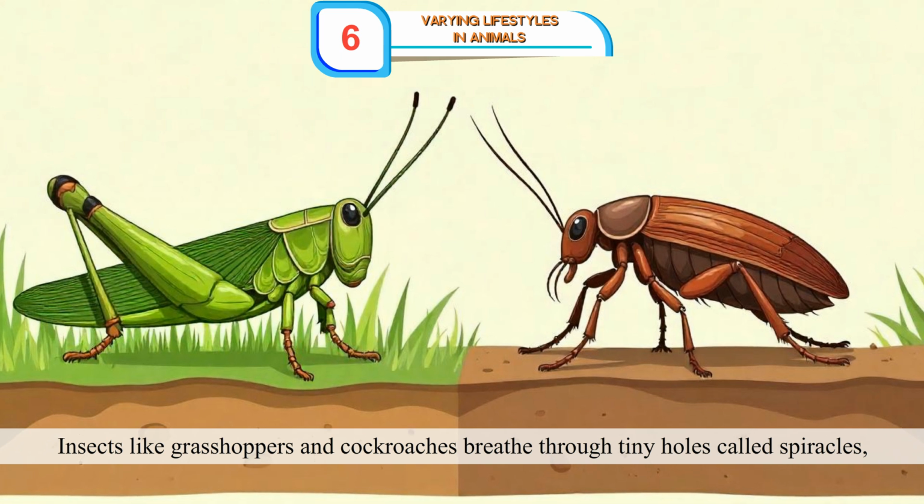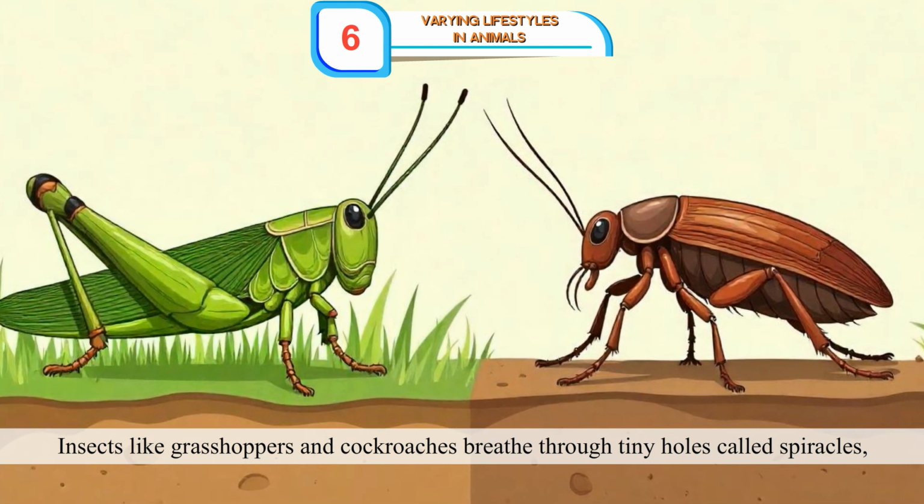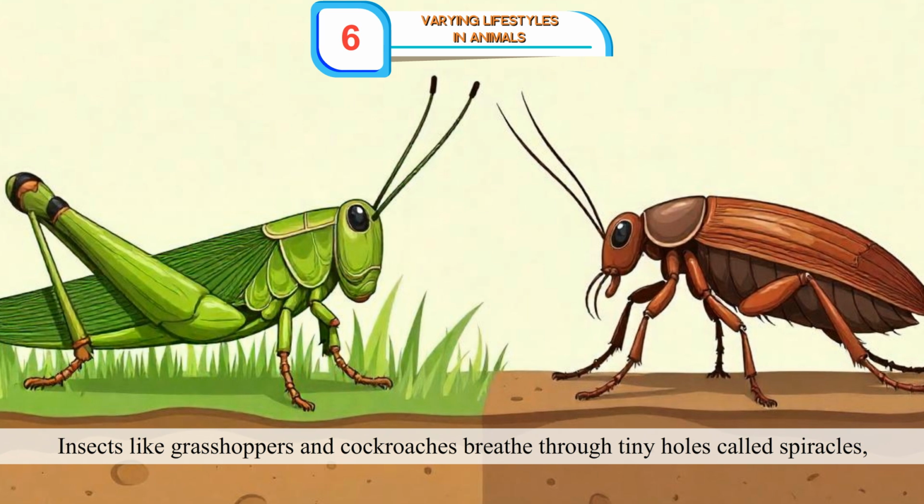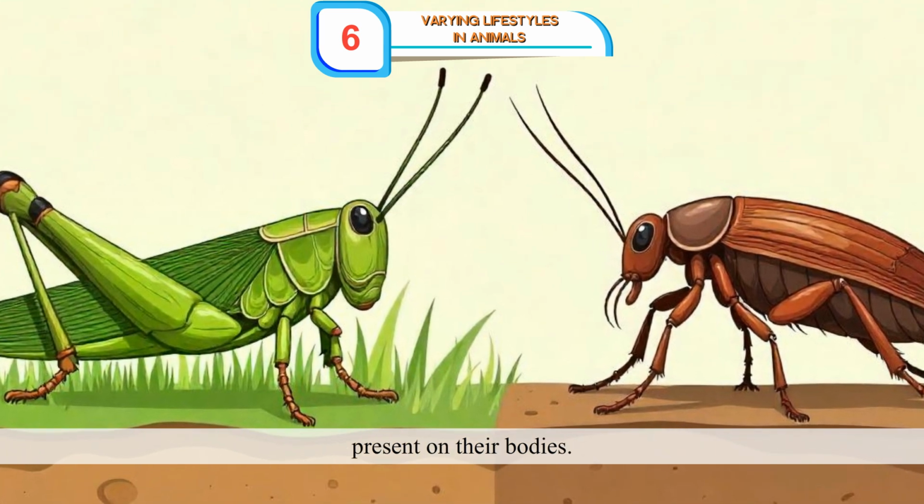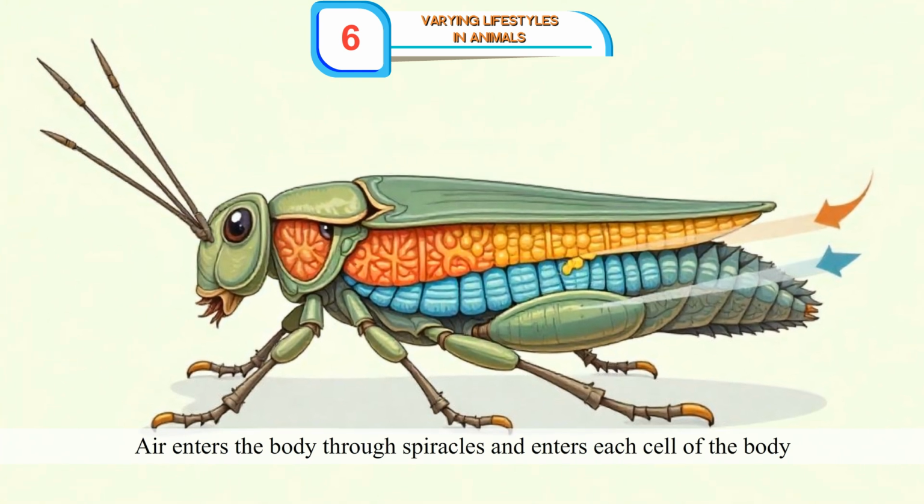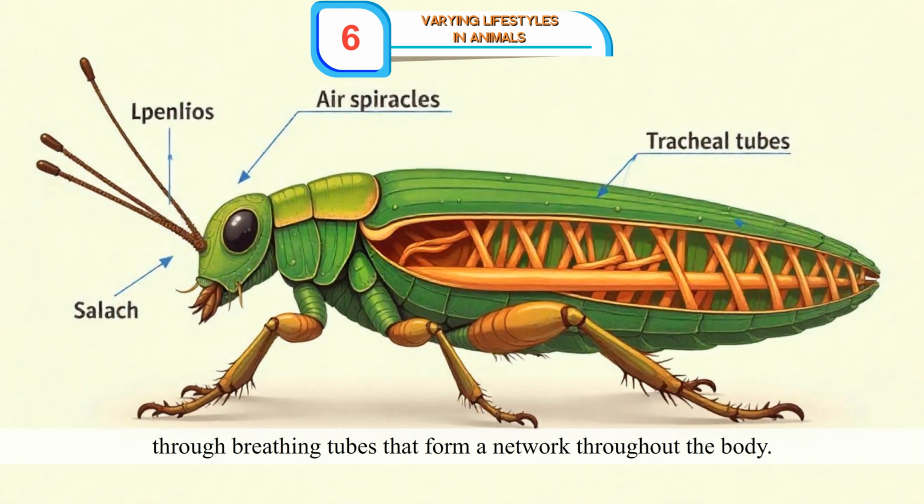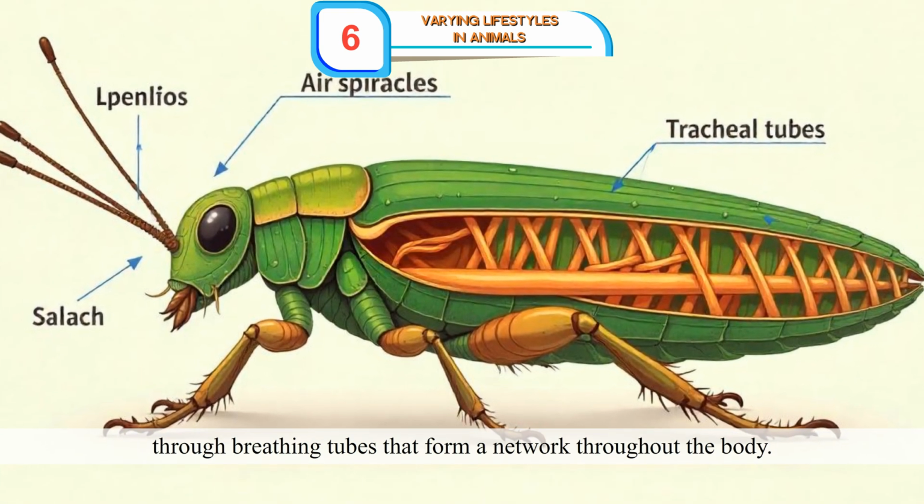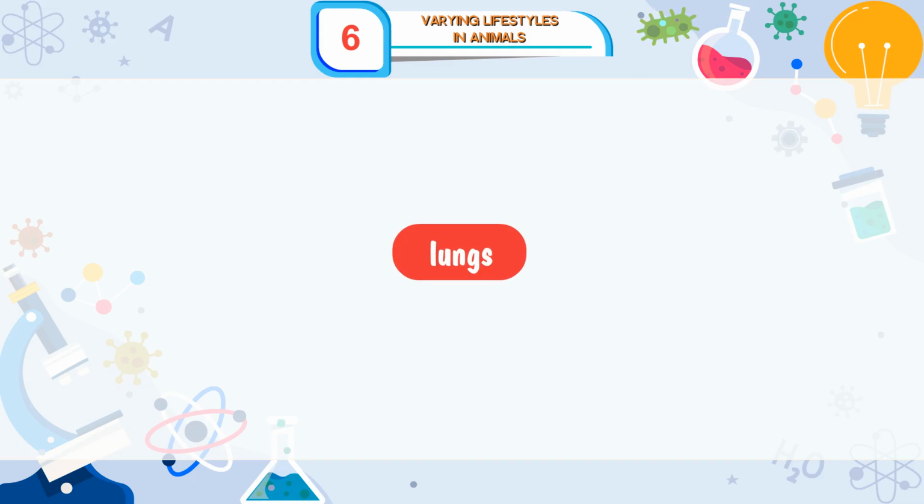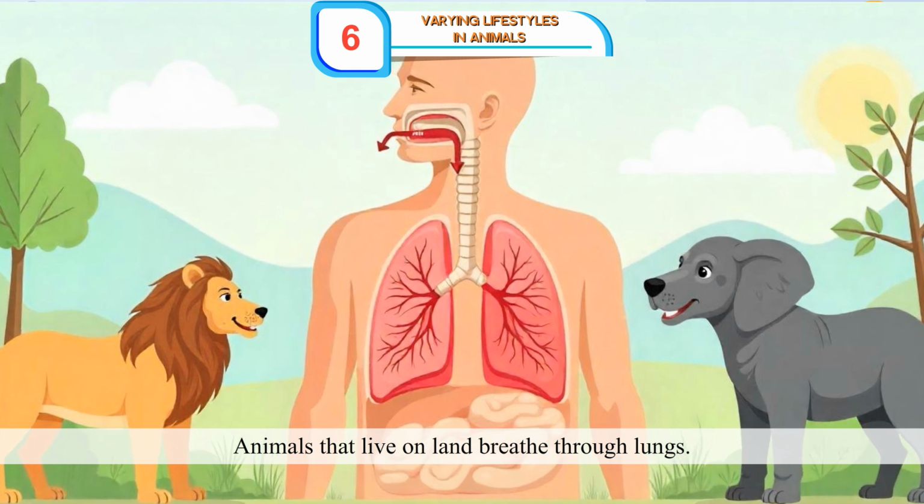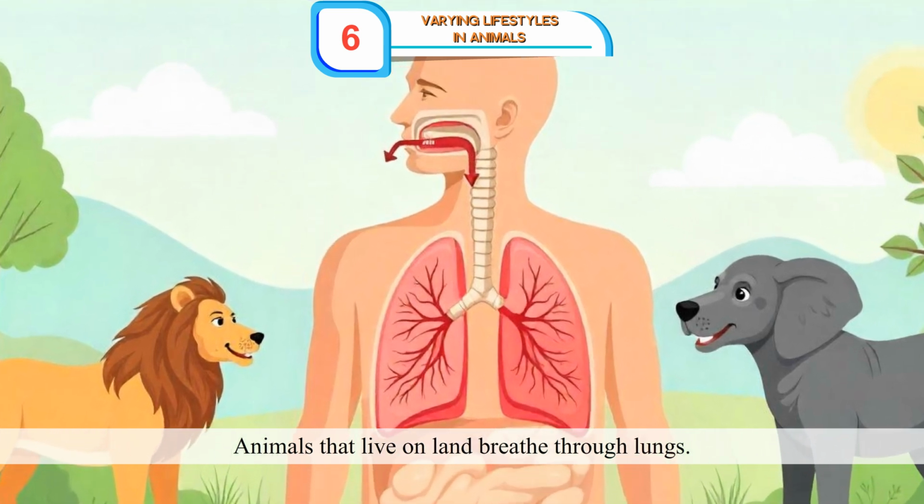Spiracles. Insects like grasshoppers and cockroaches breathe through tiny holes called spiracles present on their bodies. Air enters the body through spiracles and enters each cell of the body through breathing tubes that form a network throughout the body.